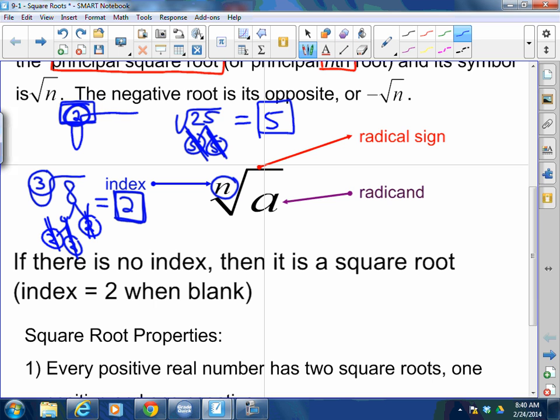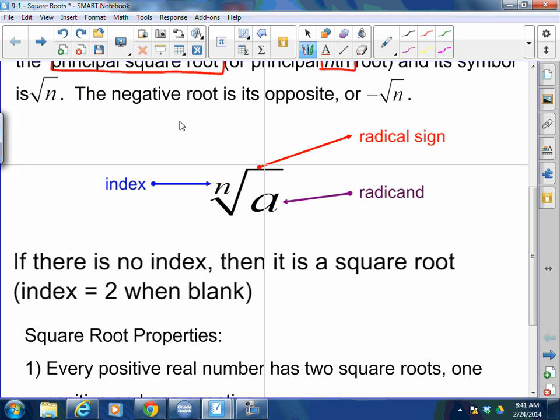Okay, so that's what the index does. It tells you, hey reader, this is how many you need of one number or variable to pull it out of the radical. You with me? Okay. The inside number, that's called the radicand. No big deal. It's just called the radicand. Know your vocabulary. A lot of times in word problems, they're very simple, except people don't know what the index is, or they don't know what the radicand is, and then they're all messed up.